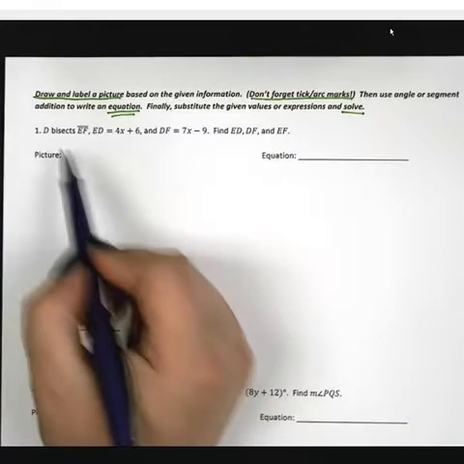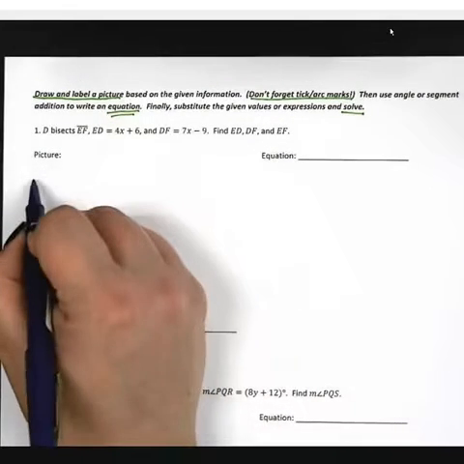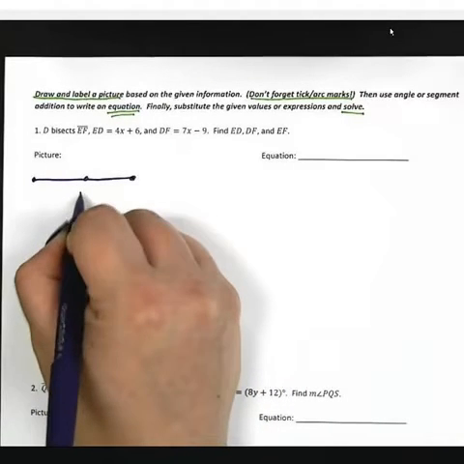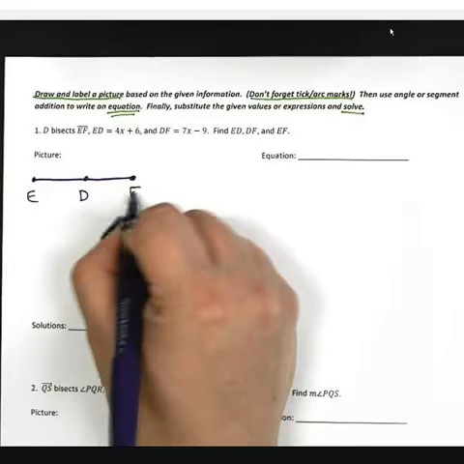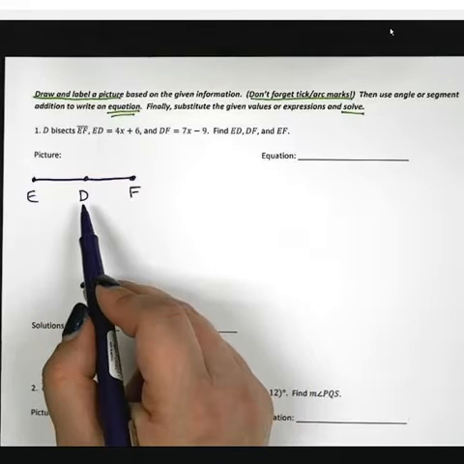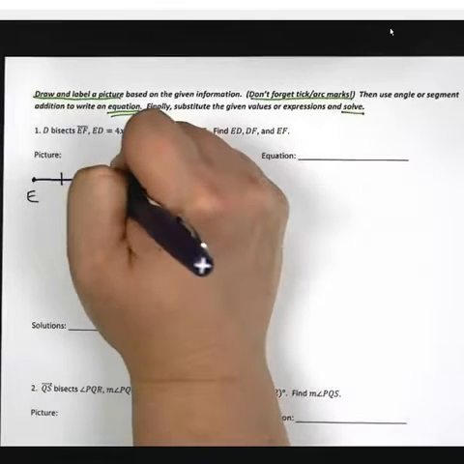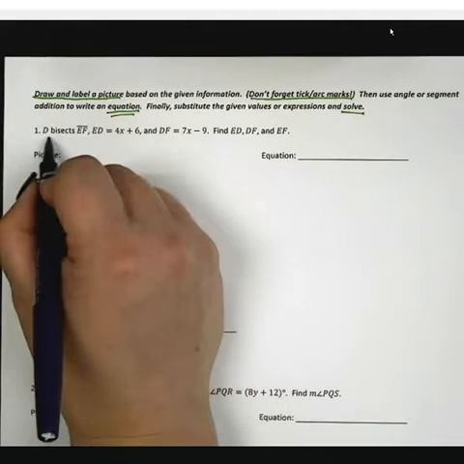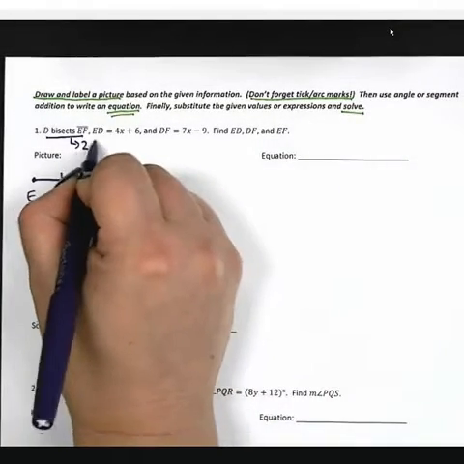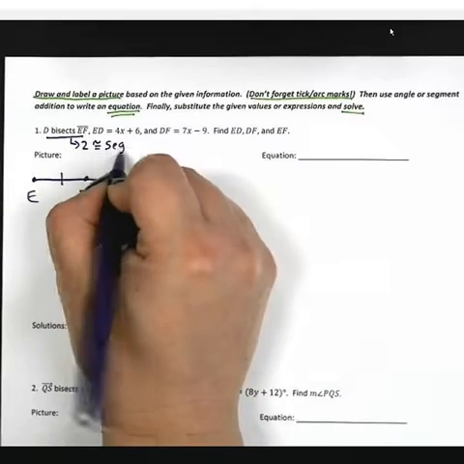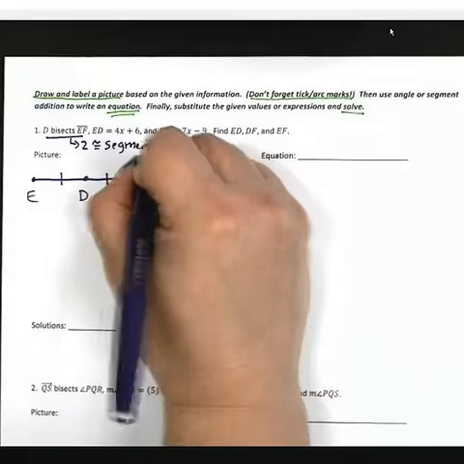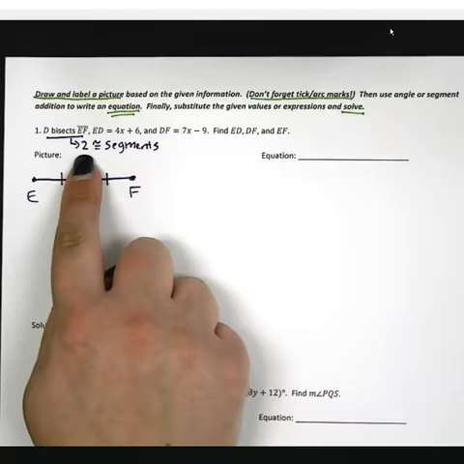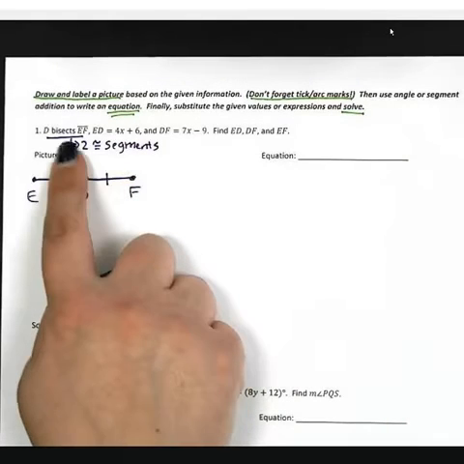D bisects segment EF. So the very first thing we're going to do is draw ourselves a picture of what's going on. D is bisecting segment EF, which means D's got to be in the middle, and we have to put some tick marks to show that we know D is bisecting it. We know bisect means two congruent segments. So it might help to actually write that. When you see bisects, tell yourself, oh, two congruent segments because we're bisecting a segment.